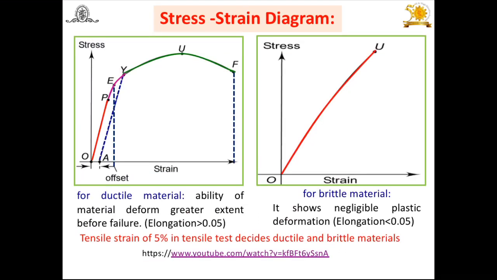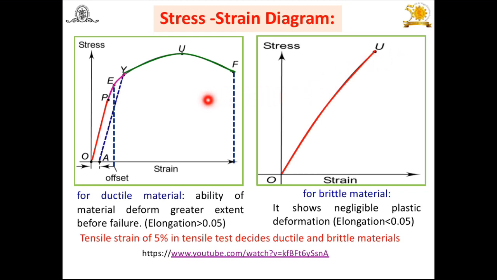Then let us have a recap of the stress strain diagram. You already studied it in material science and metallurgy in second year. Now let us see this first diagram. You will find strain on the x-axis and stress on the y-axis. This is for ductile material. And the second diagram is for a brittle material. Looking at that diagram, you can easily say that.